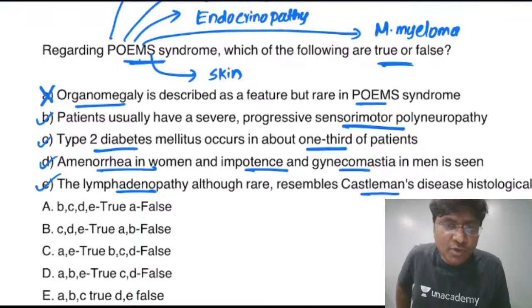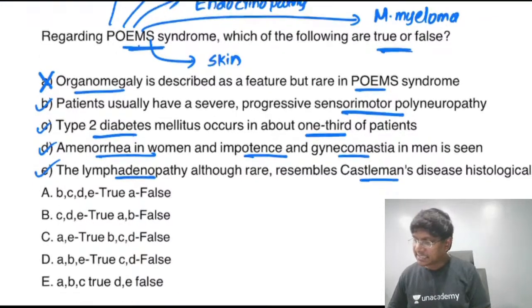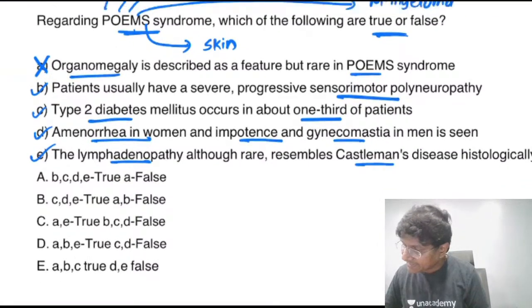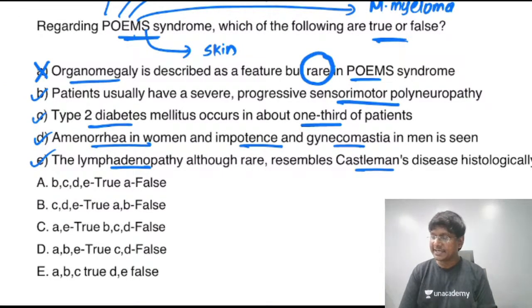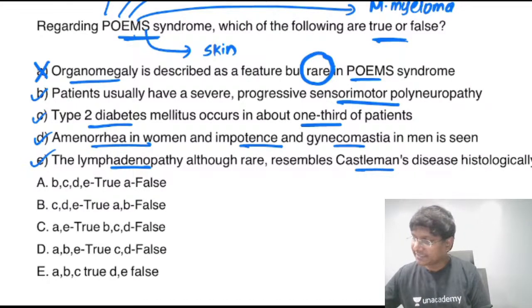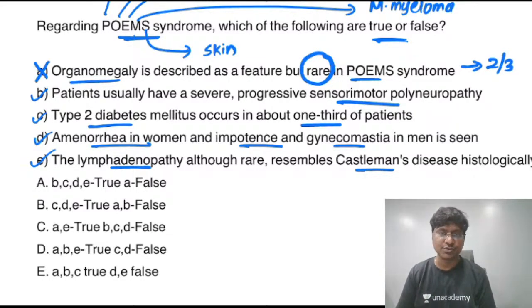Now, what about organomegaly? This organomegaly is not rare. The statement that organomegaly is described as a feature but is rare in POEMS syndrome is wrong. Organomegaly, that is hepatomegaly, lymphadenopathy, and splenomegaly, is present in almost two-thirds of patients with POEMS syndrome. It is not a rare manifestation. So that is the reason why A is an incorrect statement.